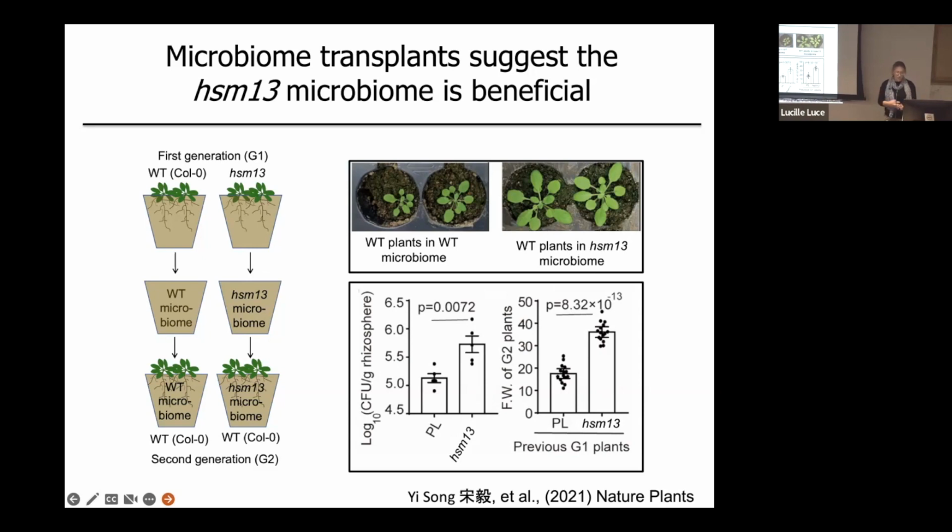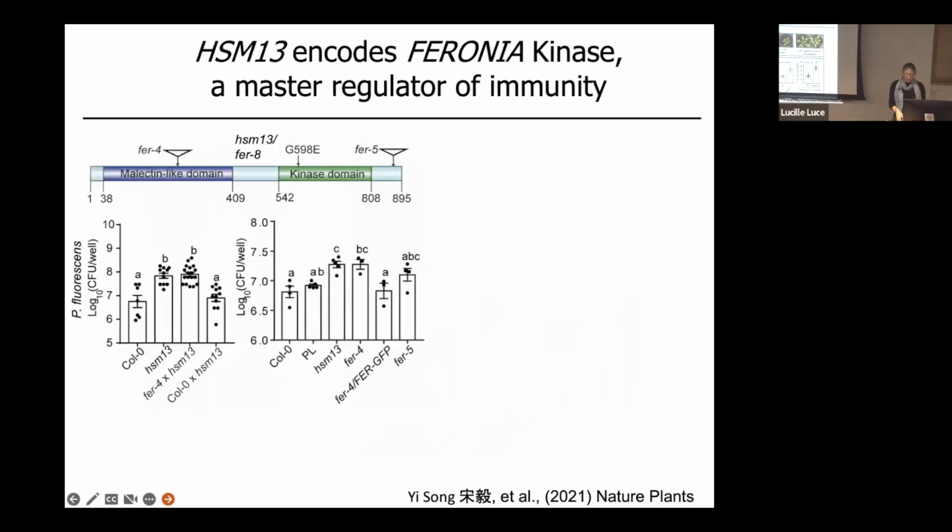Under these conditions, although we're enriching for Pseudomonas, and I'll come back to that later, because here I'm talking about Pseudomonas as one group of things. So we were able to map HSM13, and it encodes FERONIA Kinase. HSM13 has a point mutation in the kinase domain of an actually well-studied receptor-like kinase called FERONIA.